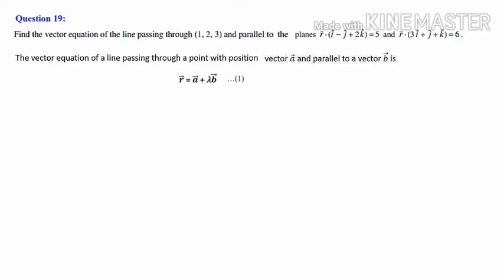So label it as equation number 1. Here the passing through point is given. The line passes through (1, 2, 3). So we can write vector a as 1 I cap plus 2 j cap plus 3 k cap.